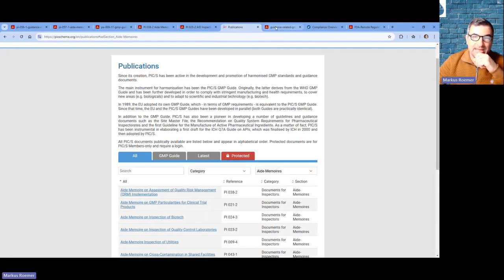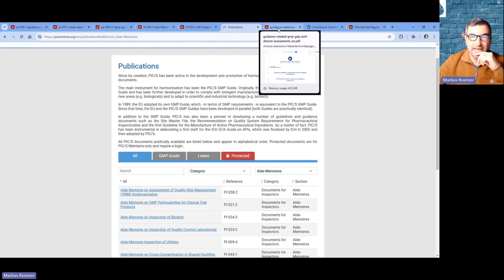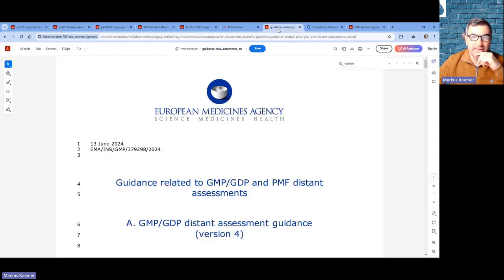I have said maybe there's not really the need to write something like this, and I'm wondering about that because the EMA has also written, last year in June 2024, a document: guidance related to GMP, GDP, and PDMF distant assessments. Don't be irritated, they call it just distant assessments and not remote assessments. I think it's maybe even the better wording for that, but I'm not a native speaker.